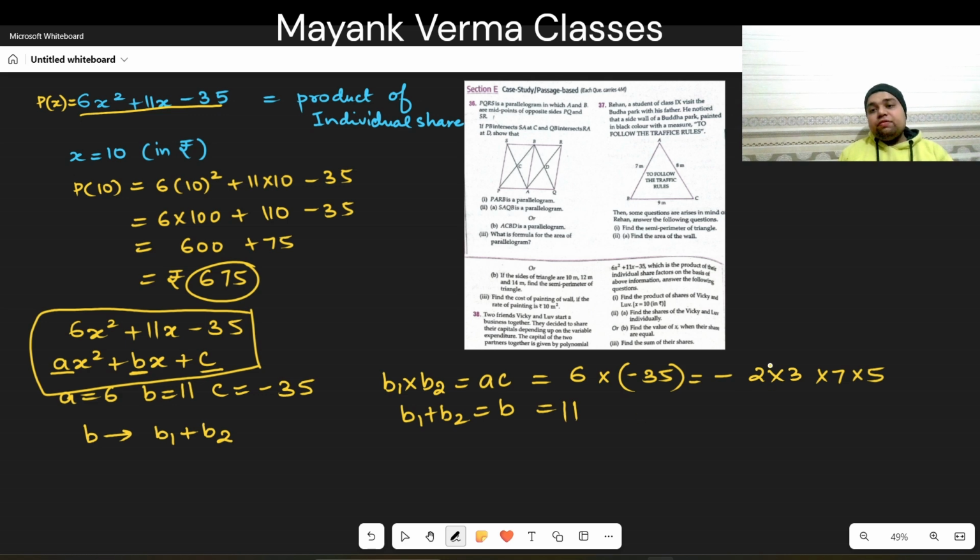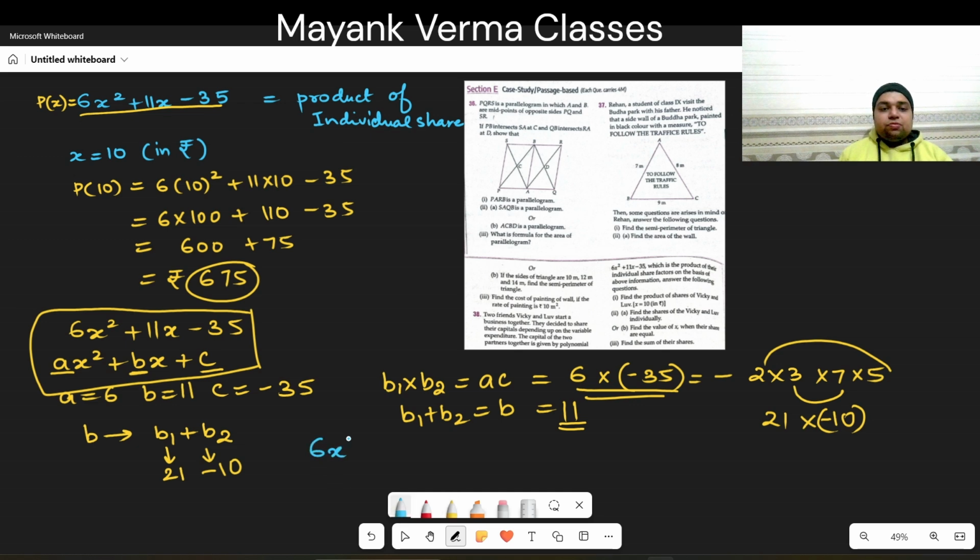So let's make pairs. If I do 14 and 8, then 14 plus 8 or 14 minus 8 will not give me 11, right? If I do 3 times 7 and 2 times 5, so 3 7s are 21 and 2 5s are 10. So 21 minus 10 is 11, I am getting now, and the negative part should be there, so minus 10 I can take. So 21 times minus 10 will give me the product, and if I add them, 21 minus 10 will give me 11. So b1 will be equal to 21 and b2 will be equal to minus 10. So we will write this again: 6x square plus 21x minus 10x minus 35.